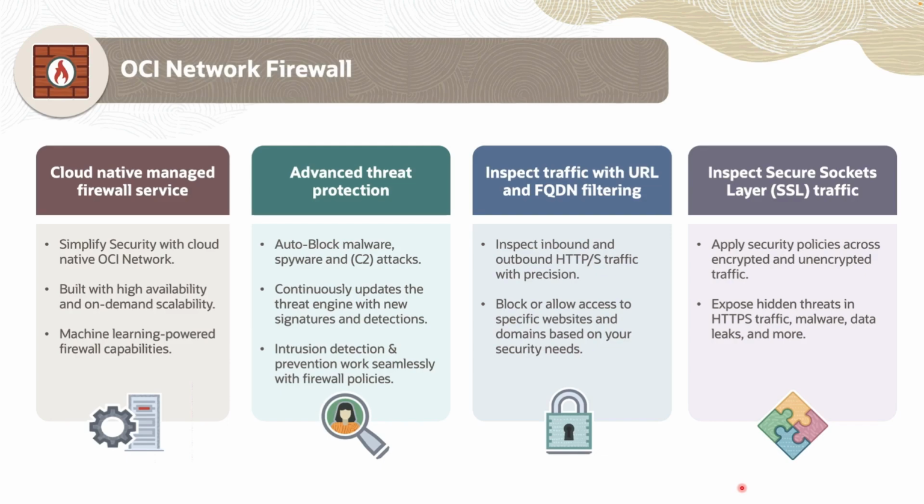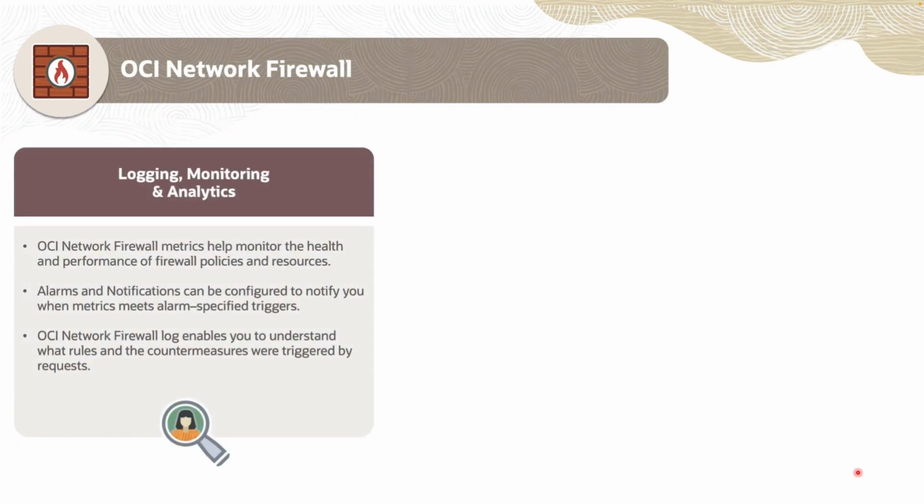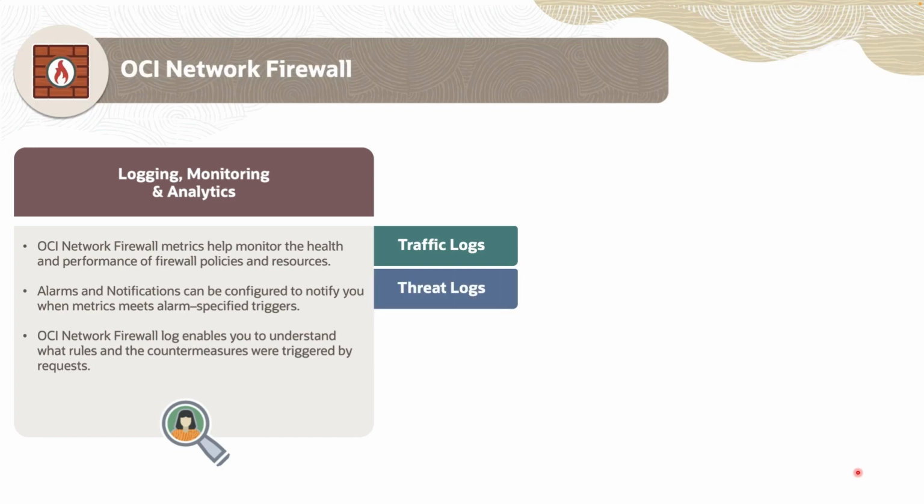Then it also integrates with logging and analytics service. So the network firewall helps you monitor health and performance of your firewall policies, and you can send notifications about the resources when the metrics are met. It supports two types of logs. First, traffic logs, which provide information on the traffic flow, and the threat logs, which provide details about the threats identified as well as the countermeasures that got triggered based on the rules we had configured.